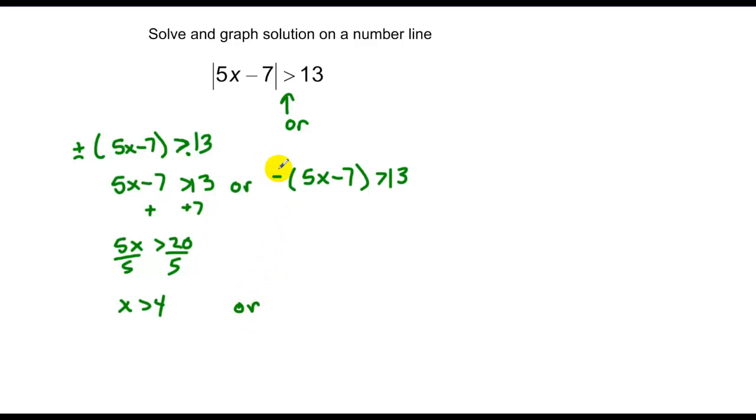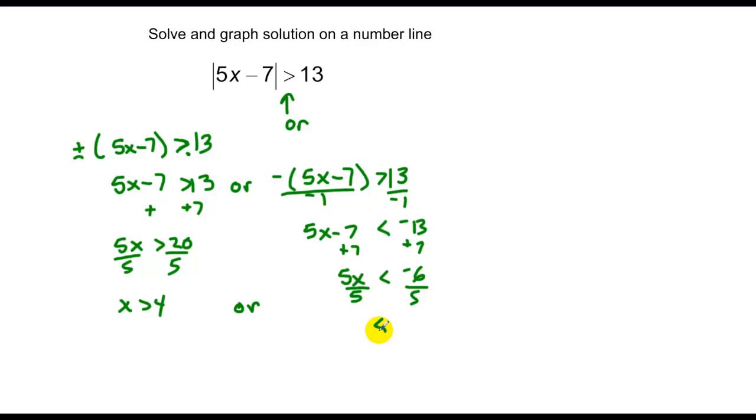Again, I have an or. We'll divide by -1 for a step. Less than -13. And 5x minus 7. Add 7. Get -6. And 5x. Divide by 5. x less than -6/5. I take a look at that graph. Here's my -6/5. Open circle.